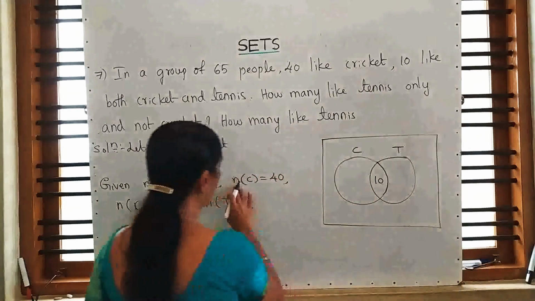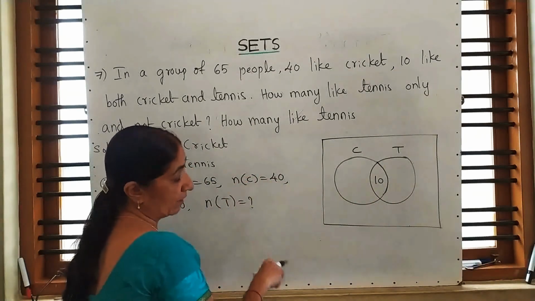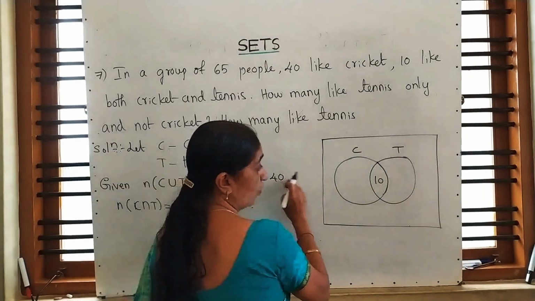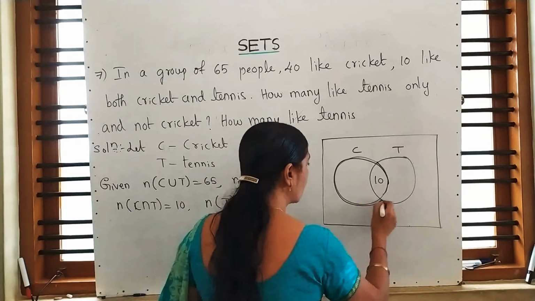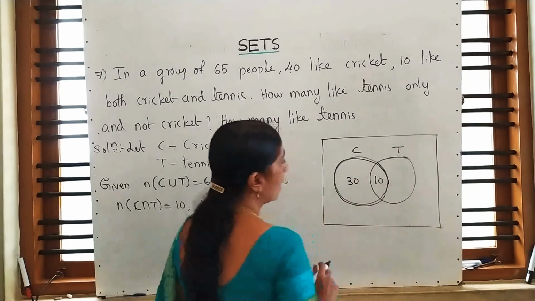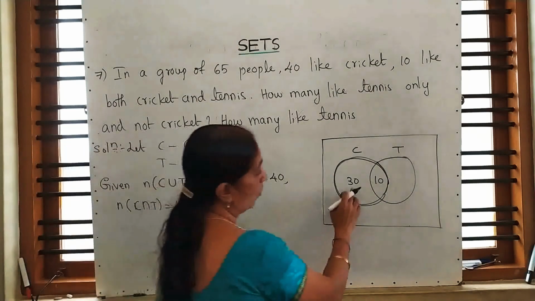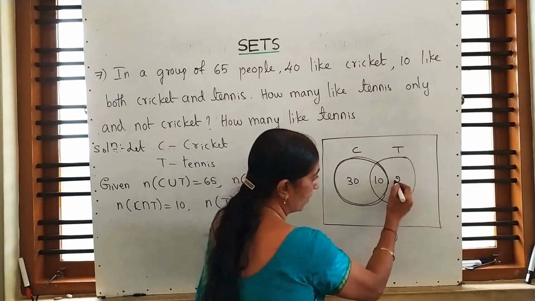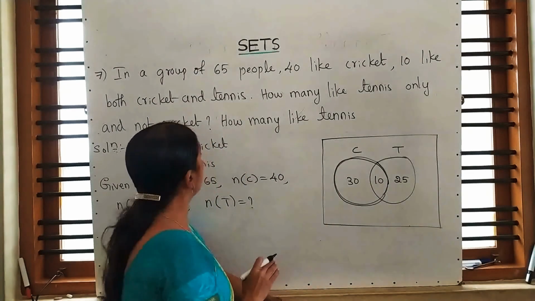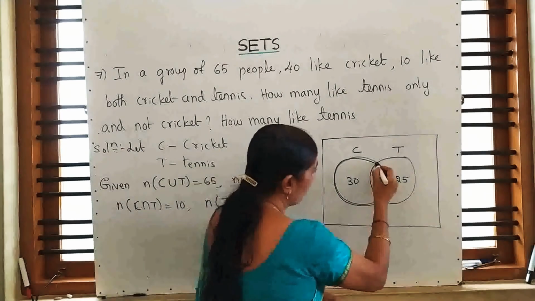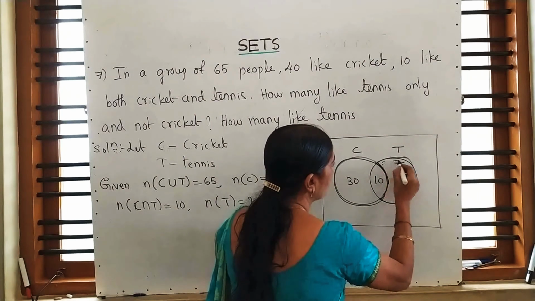And see students, how many like cricket? That means including those, some like tennis also. Total there are 40. Already we took 10 here. See, this circle total gives you 40. This is 30. And one more thing. Here how many people are there? 65. Already we took 40 here. Now it is 25. So come to the question. How many like tennis only, not cricket? Whatever I am marking, see this marking. This dotted.